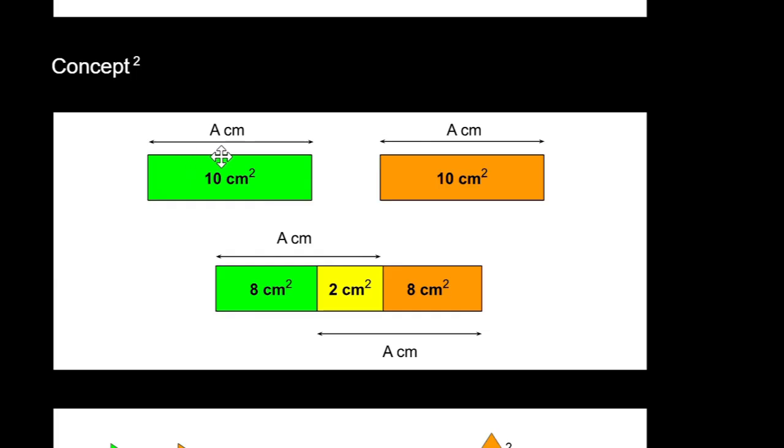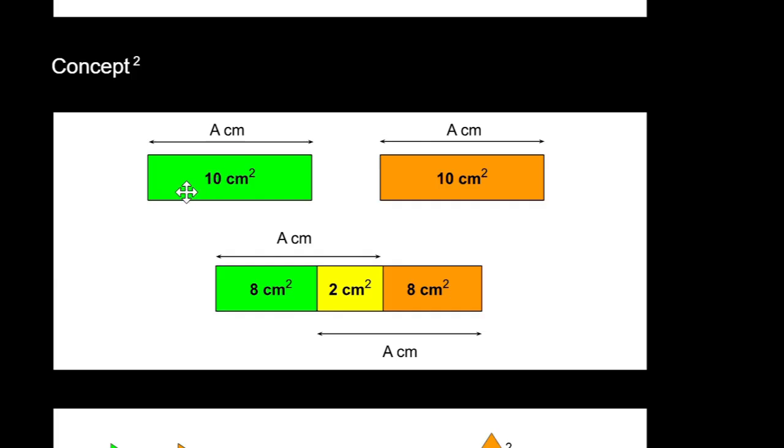Number one, assuming I have two identical rectangles of 10 centimeters square each. So this length is A centimeter, the length here is A centimeter, the area is 10 centimeters square, the area is 10 centimeters square.